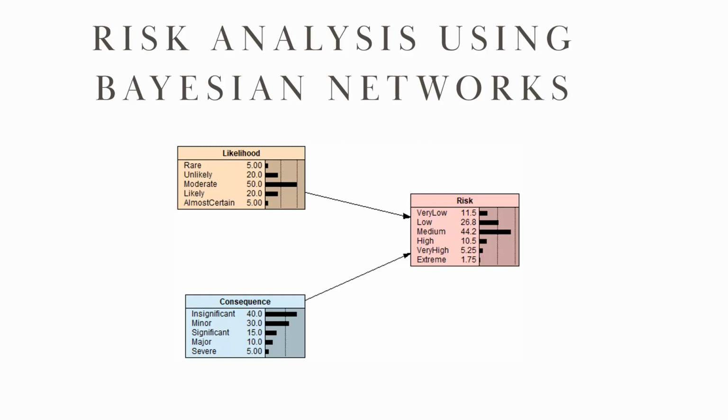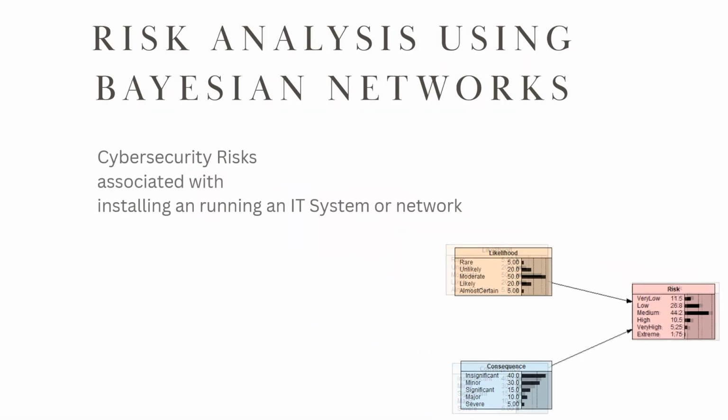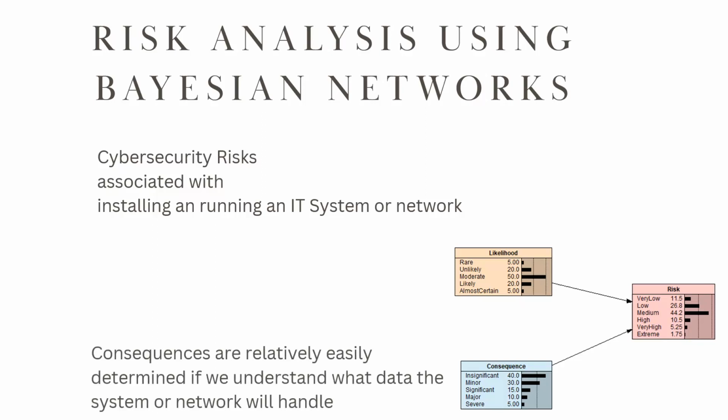Okay, so a 3-node network isn't that exciting. We could have used the risk matrix instead. But the Bayesian model can be extended, of course, to more advanced use cases very easily. Next, we want to model the risk associated with installing and running an IT system or network. In other words, the cybersecurity risks.